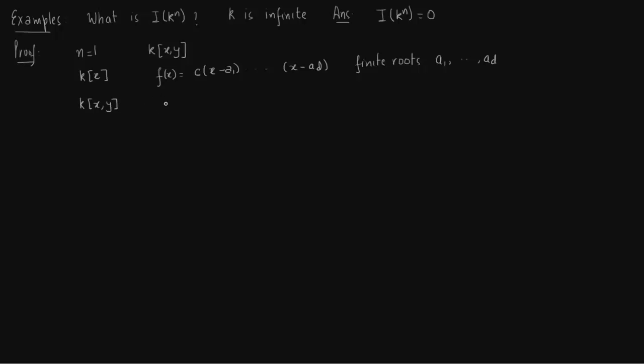Now for k[x,y], you can again have a polynomial which we will write as capital F. You can write it like this, where the coefficients are now polynomials in x. So a0(x) is a polynomial in x, a1(x) is a polynomial in x, a2(x) is a polynomial in x, and so on. By induction, we know for n equals 1 there exist x where these coefficients do not vanish.